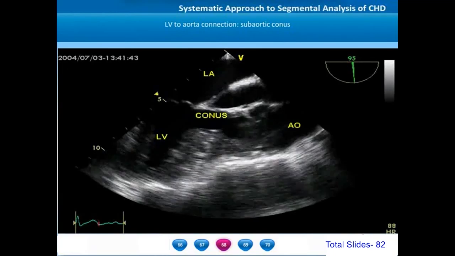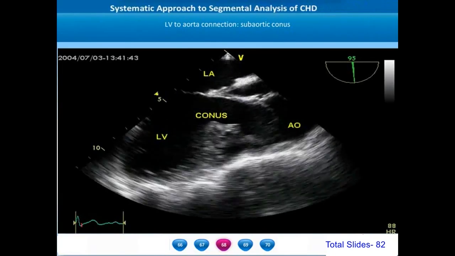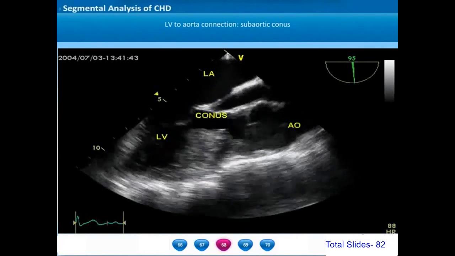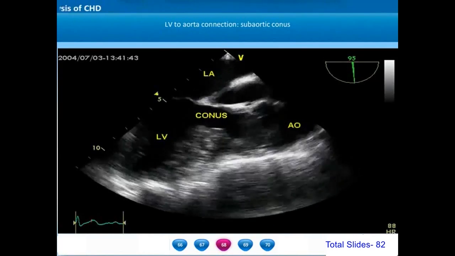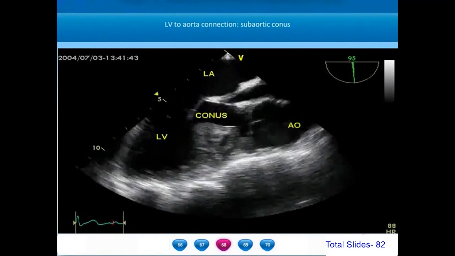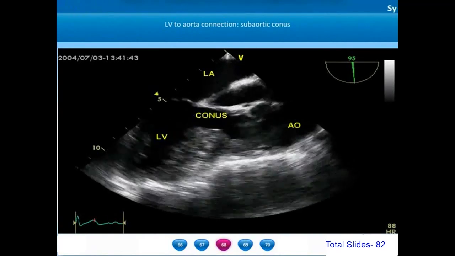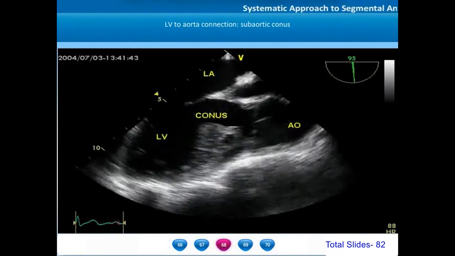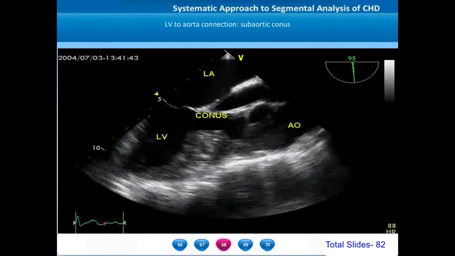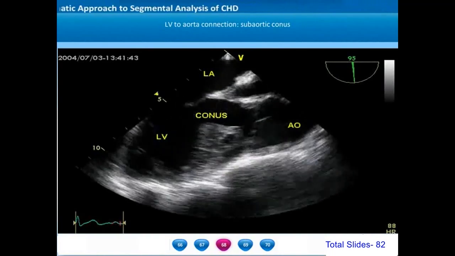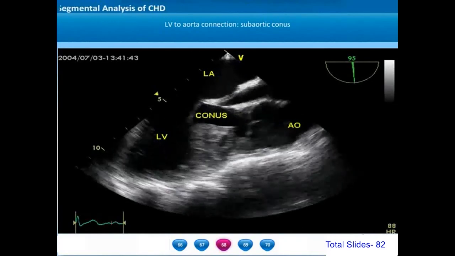In this left ventricular outflow visualization of the same patient, we can notice a normal left atrium to left ventricle connection through the mitral valve, but the aortic valve is separated from the mitral valve by a very long conal tissue. The presence of subaortic conus is a feature of anatomically corrected malposition of great arteries.